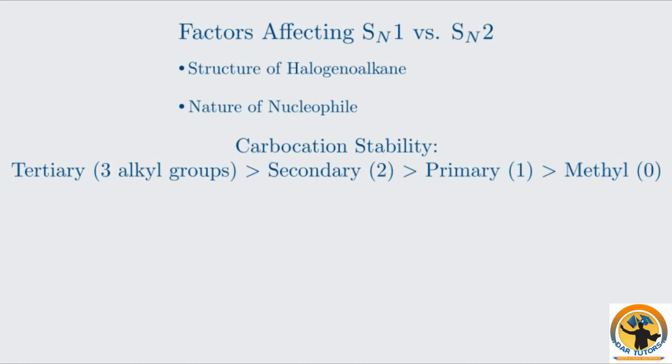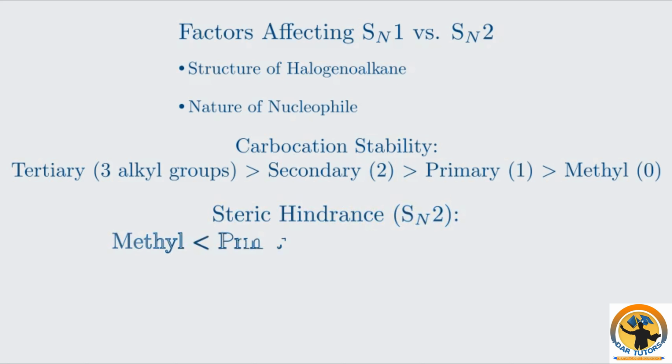Now let's consider steric hindrance, which is a major factor in SN2. The backside attack required for SN2 cannot happen if there are bulky groups blocking the way. A methyl group has no steric hindrance, so SN2 is very fast. Primary halogenoalkanes have only one alkyl group, allowing for efficient backside attack. Secondary halogenoalkanes are more hindered, and tertiary halogenoalkanes are so crowded that an SN2 reaction is virtually impossible.